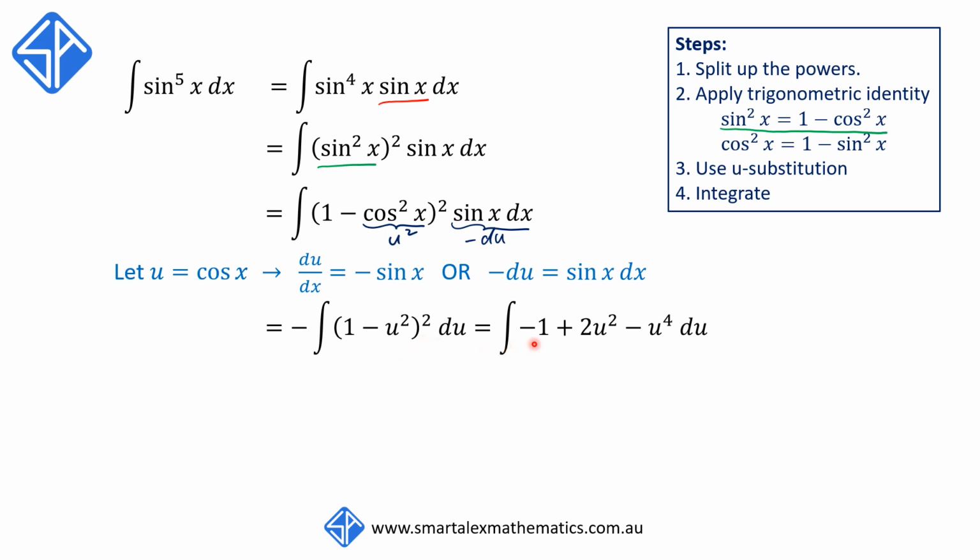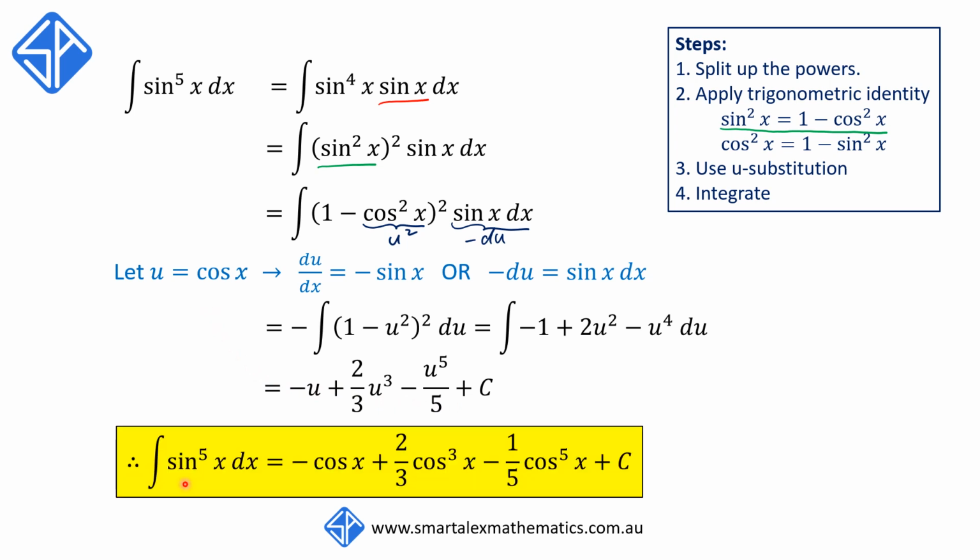and expanding this and applying the negative sign, we're going to get the integral of minus 1 plus 2u squared minus u to the 4 du. So then we just need to integrate to get minus u plus 2/3 u cubed minus u to the 5 divided by 5 plus c. Then we're just going to replace u with cos x so that our answer is the integral of sine x to the 5 dx is equal to minus cos x plus 2/3 cos cubed x minus 1/5 cos x to the 5 plus c.